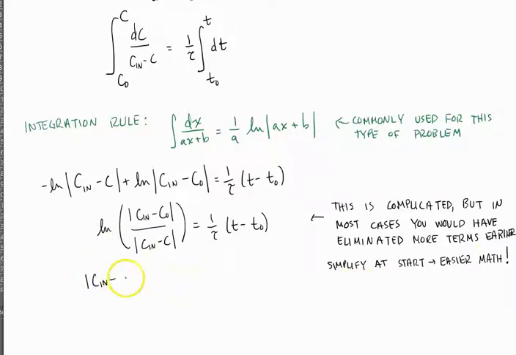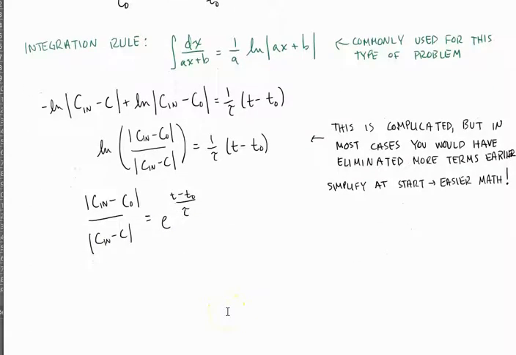Remember, you can undo that natural log by taking the exponent. And then I need to isolate the C term. So this is the concentration within the reactor and also the concentration leaving the reactor. Most of the time when you're solving these problems in an engineering context, what you're actually solving for is the concentration in the reactor or leaving the reactor.